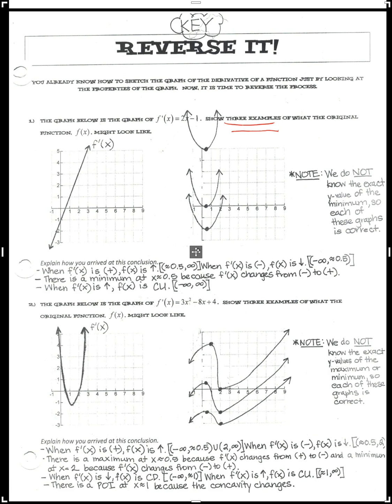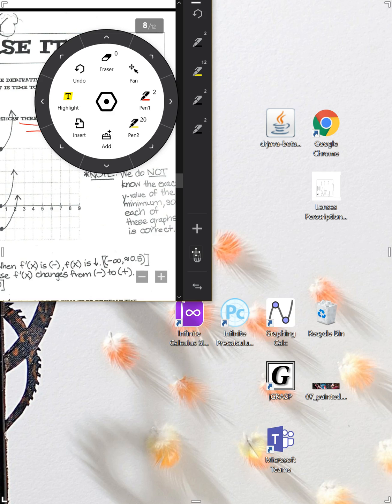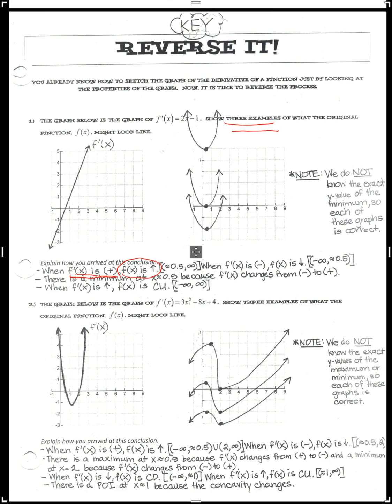Okay, we know that when the derivative is positive, the original function is increasing. So I can see that the derivative here is positive from here to here. So I need to make sure from about 0.5 on, my original function is increasing, which you can see in all 3 graphs it does. So there, and you can even see I wrote a little interval. So it's increasing from about 0.5 to infinity.